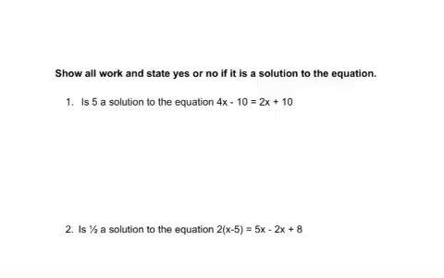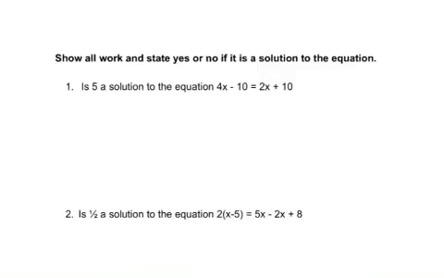Alright, on to this part. Remember, all you're doing is plugging in your value. Your teachers in the past might have called it plug and chug, or substitute the number in for the variable. So all we're going to do is plug 5 in for wherever you see an x. I would do 4 times 5 minus 10 equals 2 times 5 plus 10. Let's see if this works.